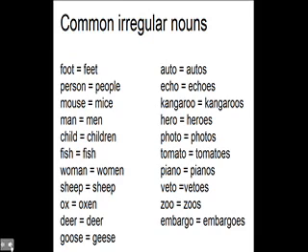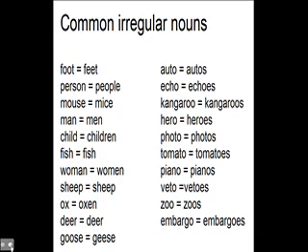Foot becomes feet. Person becomes people. Mouse becomes mice. Man becomes men. Child becomes children. Fish becomes fish, it doesn't change at all. Woman becomes women. Sheep doesn't change either. It stays sheep. Singular sheep, plural sheep. Ox becomes oxen. And then look at this: deer and deer, another one of those that doesn't change.